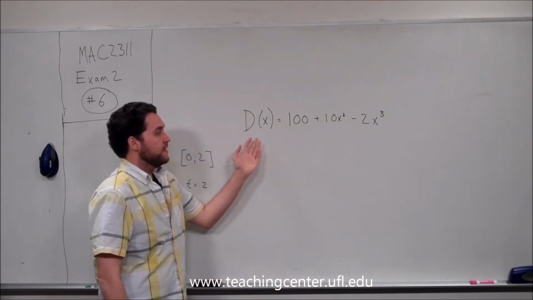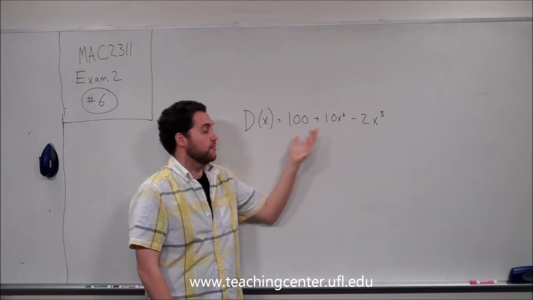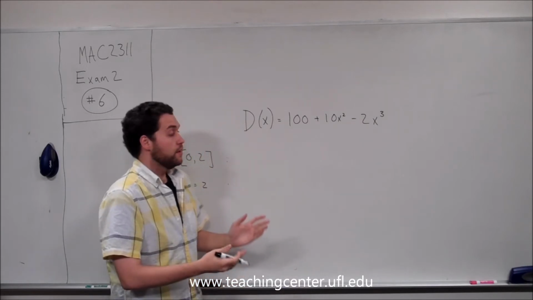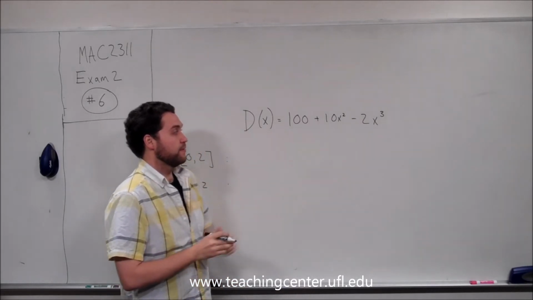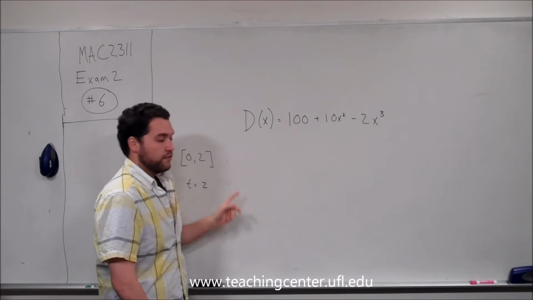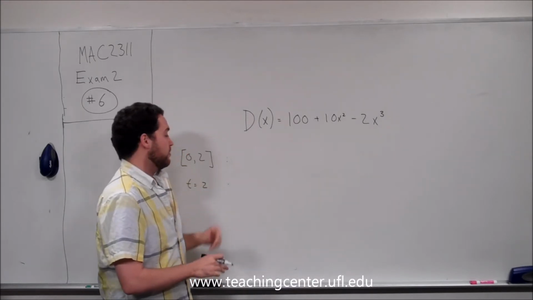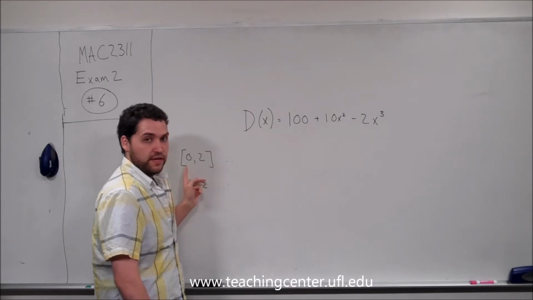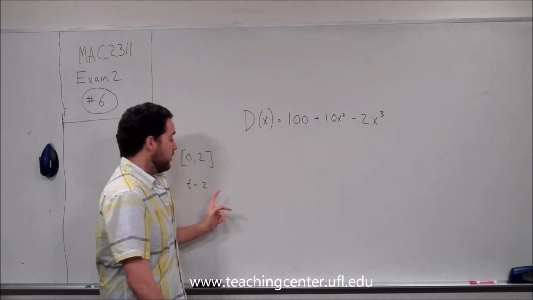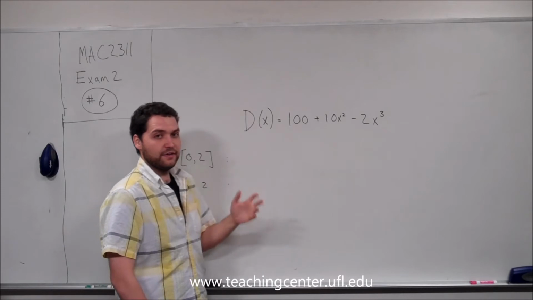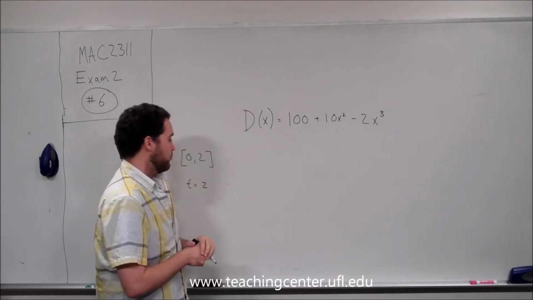In this problem, they give you a function that represents something like the depth of a river after so many days of rain, x being the number of days. They give you two parts to the question. The first part is to find the average rate of change of the water depth for the first 2 days, so t equals 0 to t equals 2. And then they also want to know the instantaneous rate of change at 2 specifically.